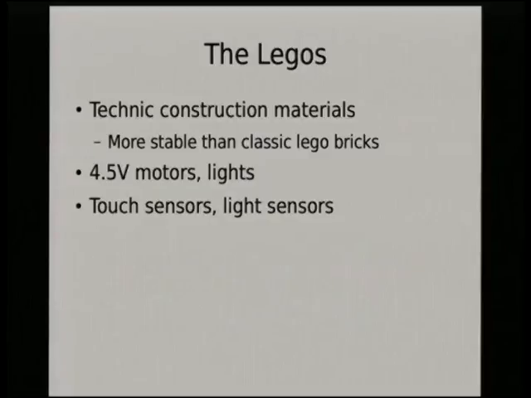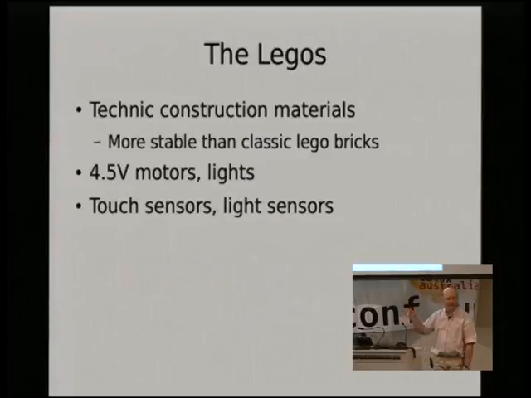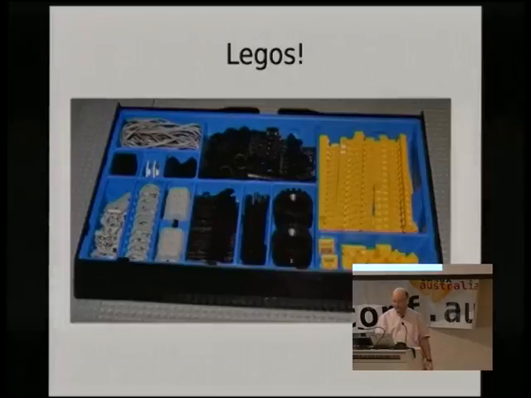The Legos, of course, how many of you have ever seen a Lego? Yeah, all of you. They used the Technics, which were introduced in the late 70s, way more stable than regular Lego bricks, so you can actually build things that move and don't fall apart. These all use 4.5 volt motors. 4.5 volt is an important number here. Remember that number. They came with touch sensors and light sensors. They came with little lights. Here's the Legos. This is the kit that we're using. Yeah, isn't that awesome?